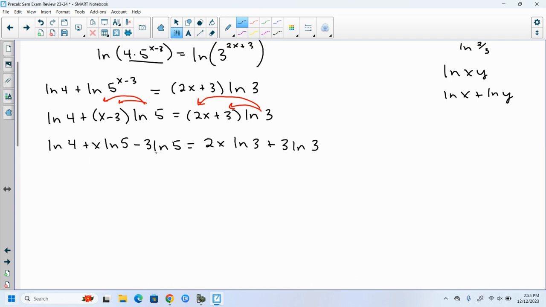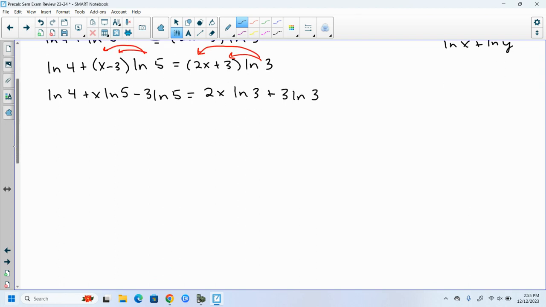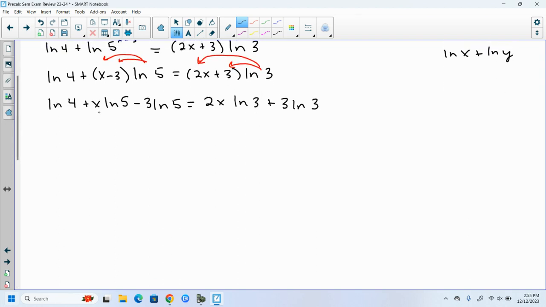All right, I got 3 terms on the left, 2 terms on the right. I need everything with an x on one side, everything without an x on the other. I don't think there is an easy way to do this. I'm going to get the x's to the left side. That one's going to stay. This one's going to come over.